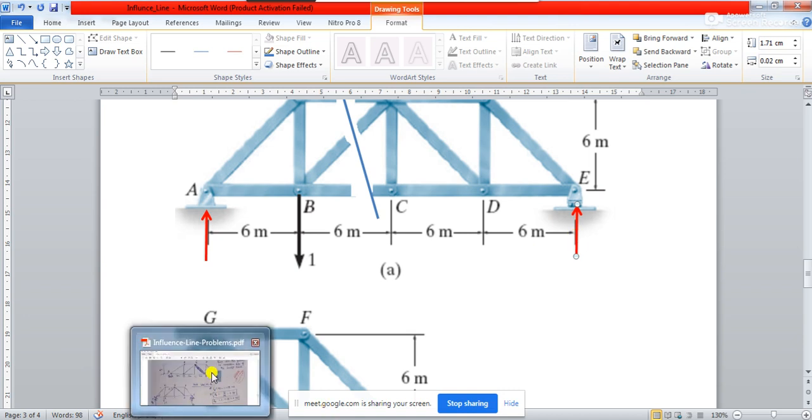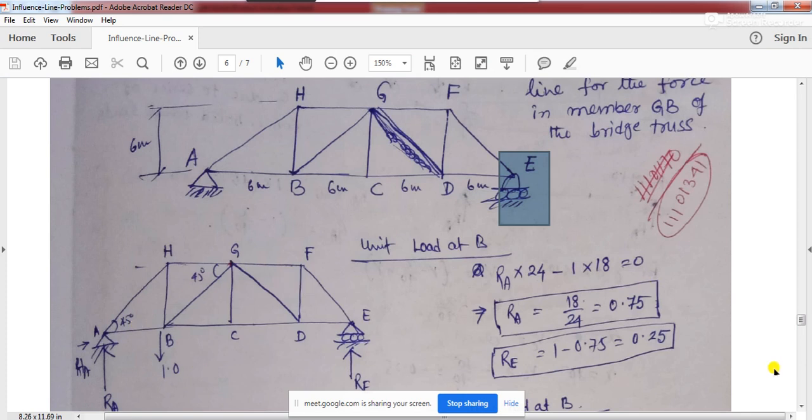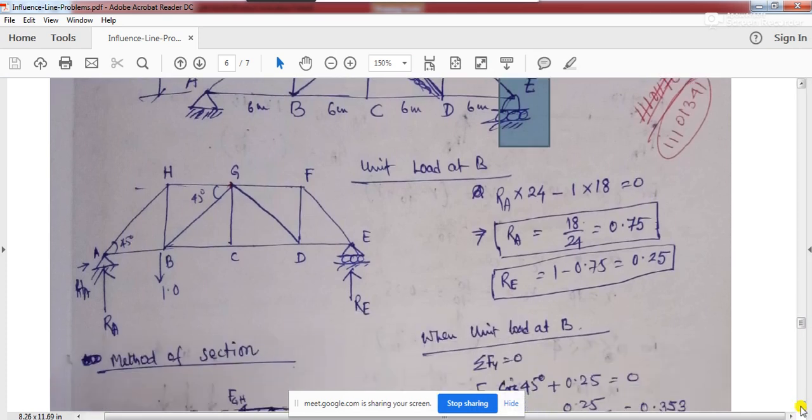So how do you find it out? If you go to this, I have explained over here. This is exactly the same truss we are showing. This is your reaction RA, this is the reaction RE, and the load is acting over here. If the unit load is acting at B, at that position you will have to take moment about this point E. So if you take moment about point E, that should be equal to 0.